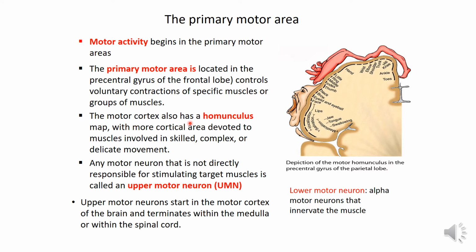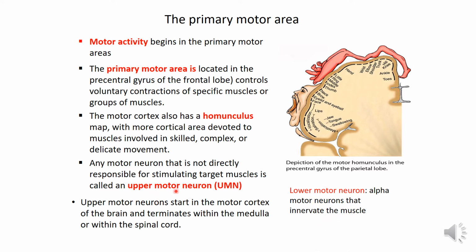The motor cortex also has a homunculus map, with more cortical areas devoted to the muscles involved in skilled, complex, or delicate movement. Any motor neuron that's not directly responsible for stimulating the target muscle is called the upper motor neuron. Upper motor neurons start in the motor cortex of the brain and terminate within the medulla oblongata or within the spinal cord. They terminate on the motor neurons located in the medulla or the spinal cord to stimulate the lower motor neuron that supplies the skeletal muscle.